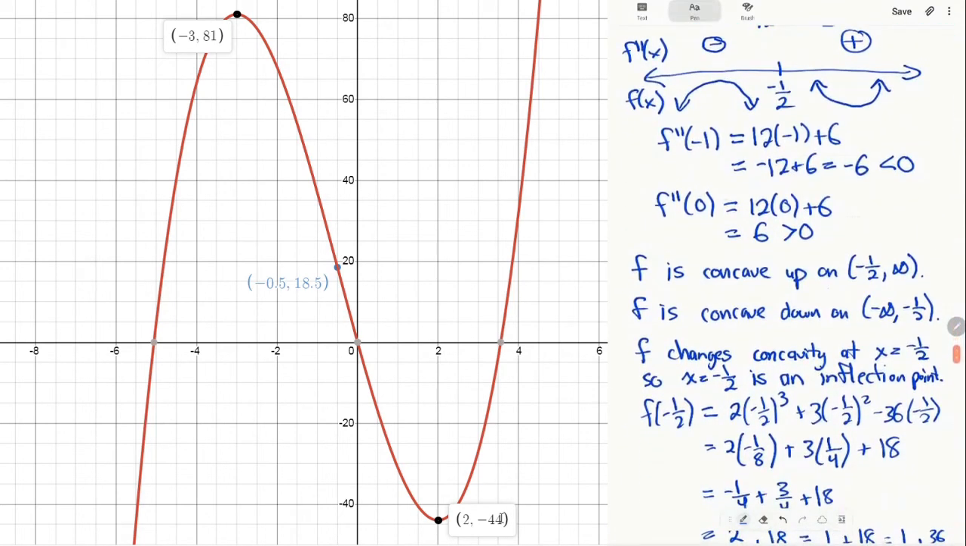Now the function was concave up from negative 1/2 to positive infinity. So from negative 1/2 to positive infinity, the function is curving upwards on this interval. And then from negative infinity to negative 1/2, we see that the function is concave down. So it curves downwards on this interval. And the point that the function changes concavity is the inflection point, which we saw to be negative 1/2 and 37 over 2.